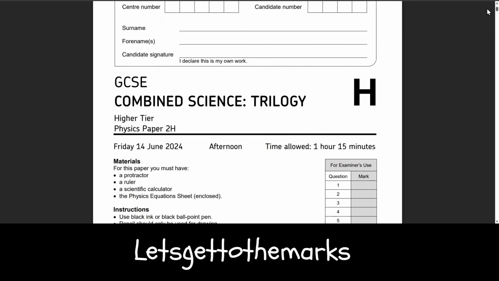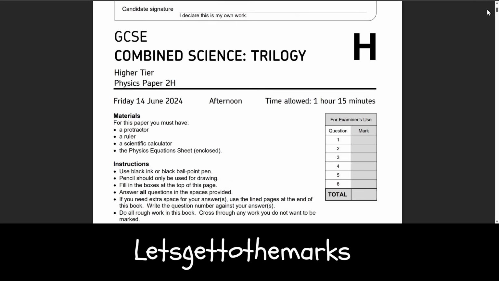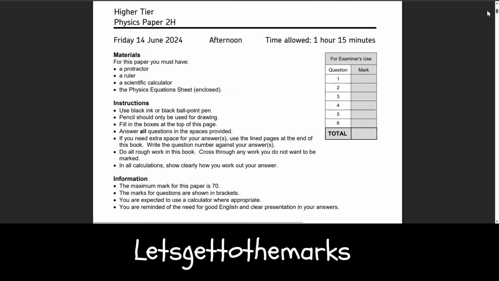Okay, welcome to Let's Get to the Marks, going through GCSE Combined Science Trilogy paper, Friday the 14th, June 2024. It's paper two, actually. It's a higher paper. There's only 6 questions. You've got an hour and 15 minutes.